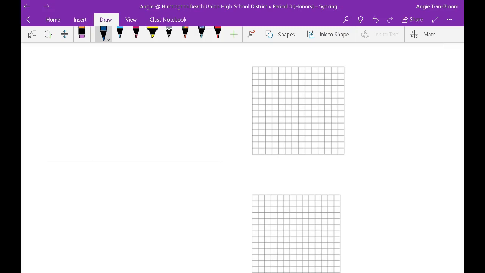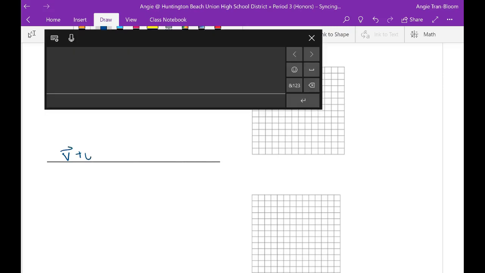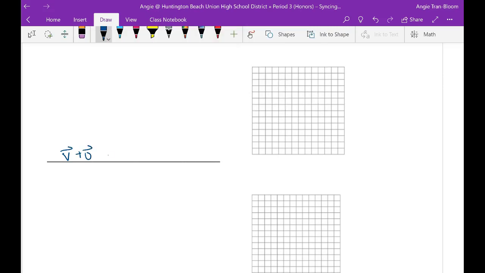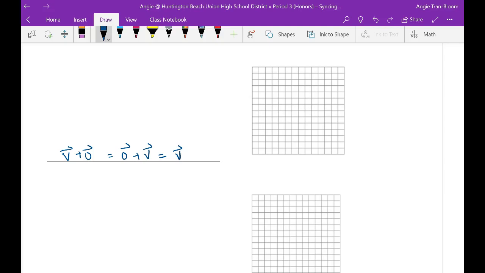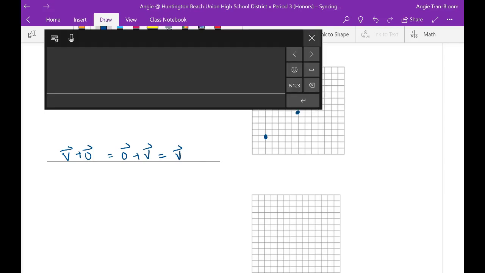Next one, what if you add 0? Remember, the 0 vector doesn't have anything. So V plus the 0 vector is the same as the 0 vector plus V because it's commutative, which is the same thing as V. So let's make up vector V right here. Go up 4, right 5.